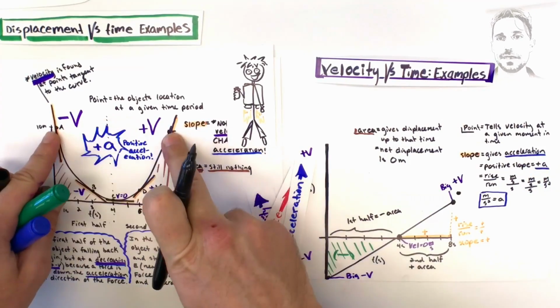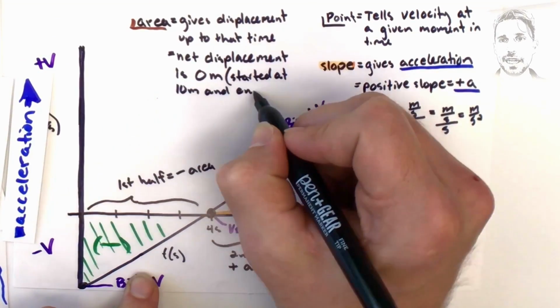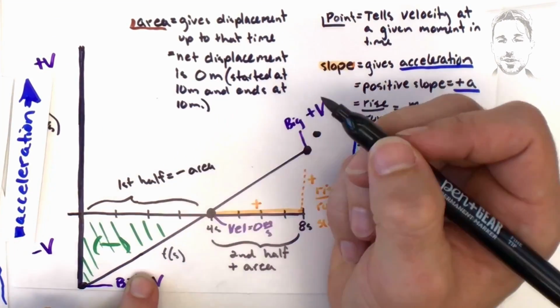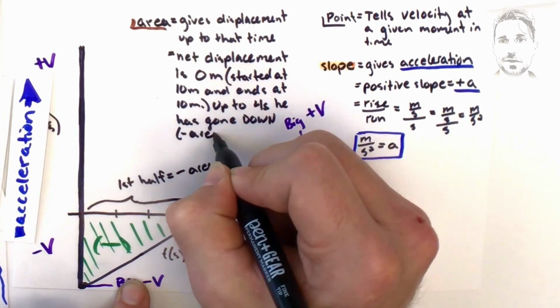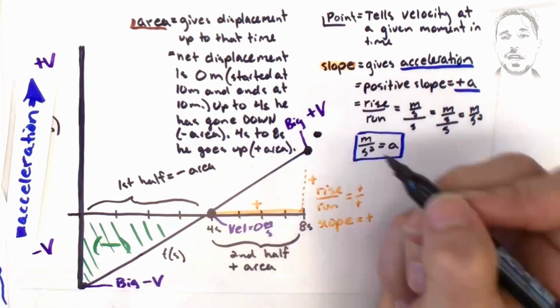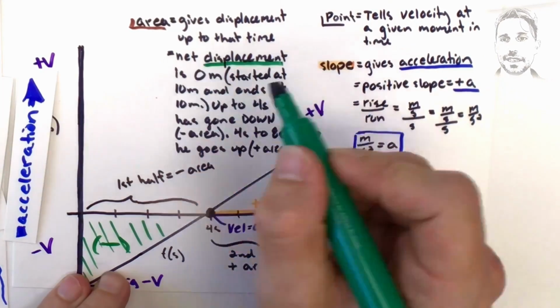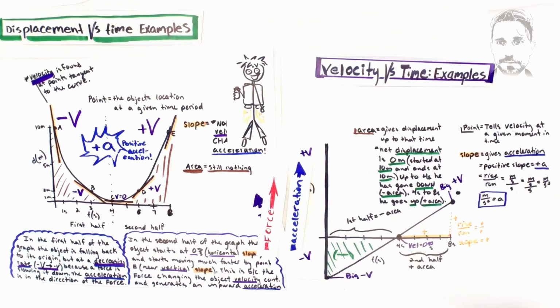So net displacement is 0 meters because he started at 10 meters, and he ends at 10 meters. So this dude travels downwards just as much as he travels up. So his net displacement is 0. So when you add that negative area under the curve and the positive area, you got 0.